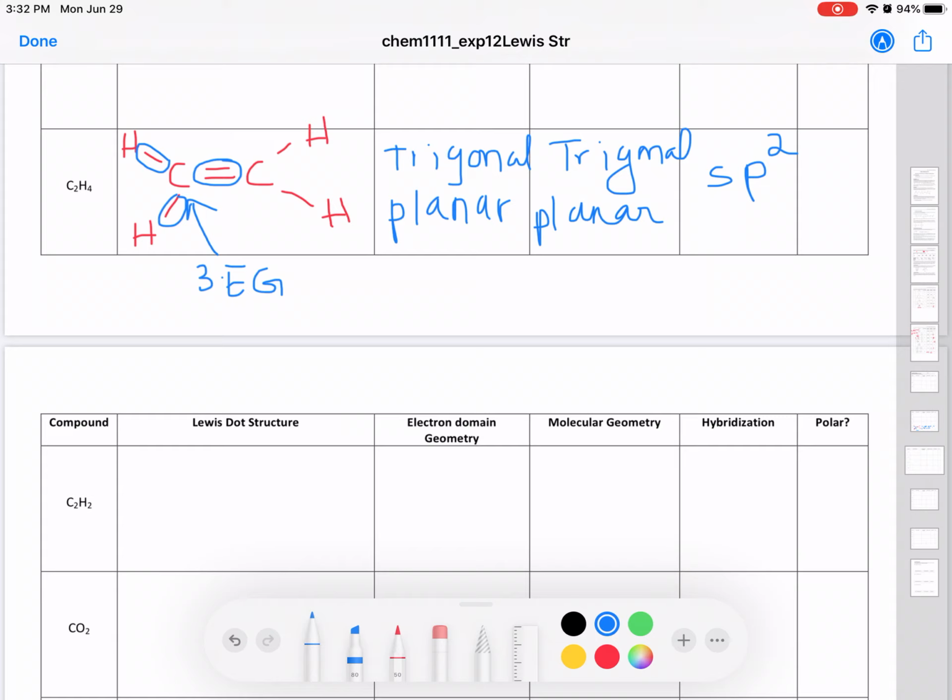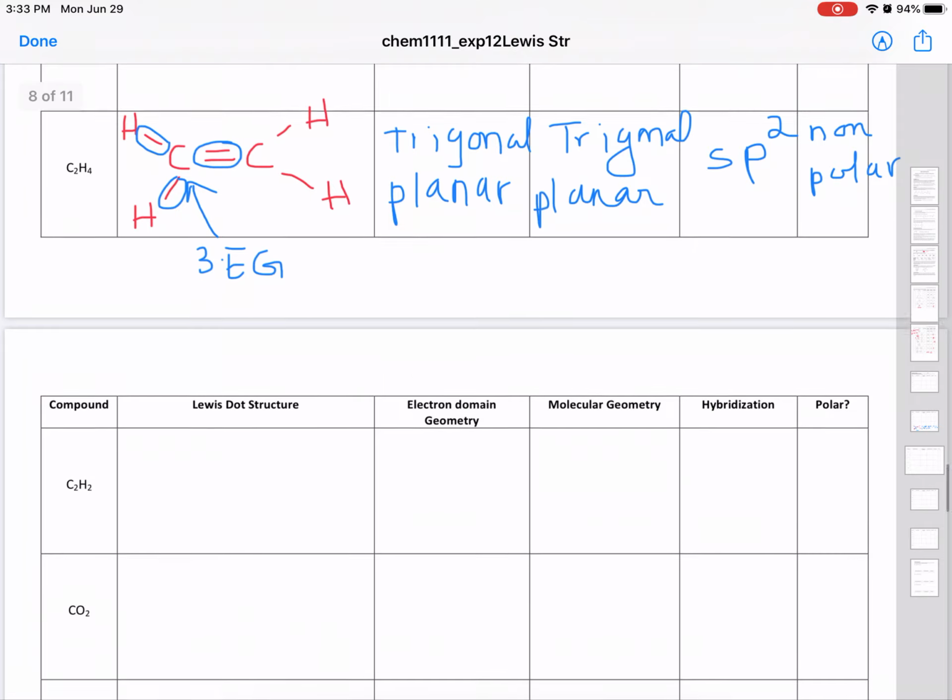Polar or non-polar? Now this one, between carbon and hydrogen, bonds are non-polar. There is no electronegativity difference between the atoms to make it polar. So this would become a non-polar molecule. Okay, and then the C2H2. Now you know how to draw C2H4. You can draw C2H2. You will find there is a triple bond between the 2 carbons. Okay, so try to do that.